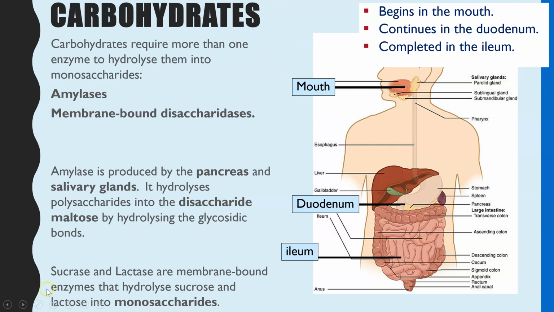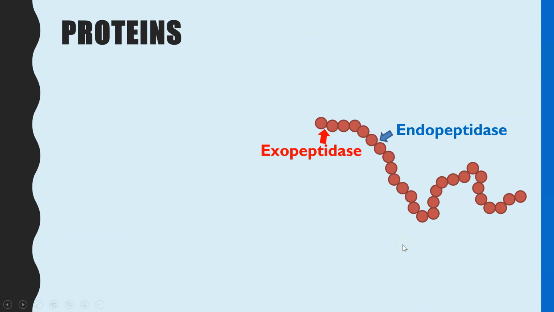And for example, you've got two examples of these membrane-bound disaccharidases, meaning it's an enzyme that can hydrolyze a disaccharide. And you can get sucrase, which can hydrolyze sucrose into fructose and glucose, and lactase, which can hydrolyze lactose into galactose and glucose. And that will be occurring in the duodenum and then into the ileum as well.